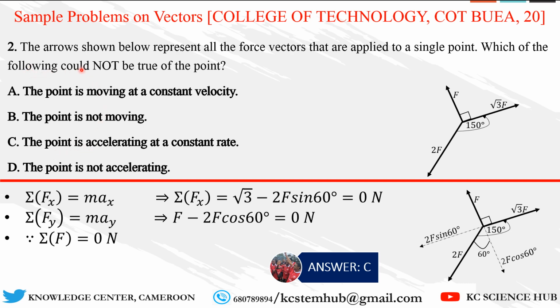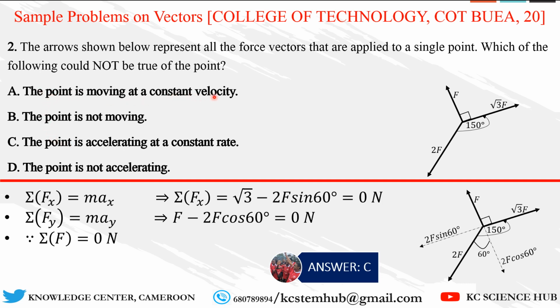So this guy is a wrong statement, right? Because look at 'could not be true of the point.' So we're looking for the statement that is wrong here, and the statement is, of course, the point is accelerating at a constant rate. There's no way you can accelerate if the resultant force on you is zero, right? You'll be disobeying Newton's second law. And so that's why our C is our right answer in this case, because it is the only statement that is not true.